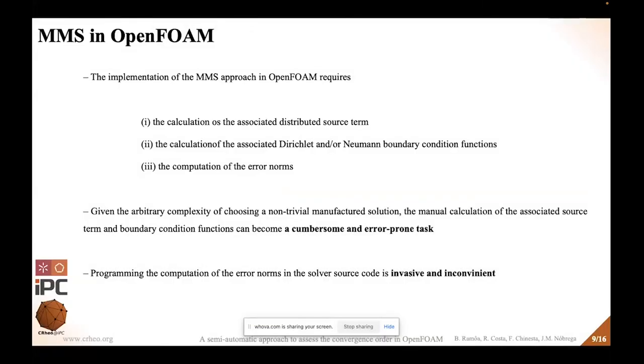So let's talk a little bit more about what you have to do in practice. So as I have shown you, if you want to implement the method of manufactured solutions in OpenFOAM, there are pretty much three things you have to do. First is the calculation of the source term to force your manufactured solution to be the exact solution. Second is the calculation of the values or functions of your boundary conditions. And third is the computation of these error norms and convergence orders.